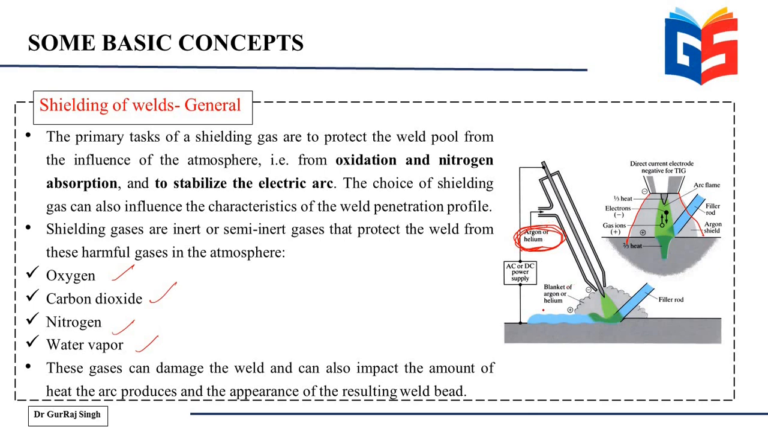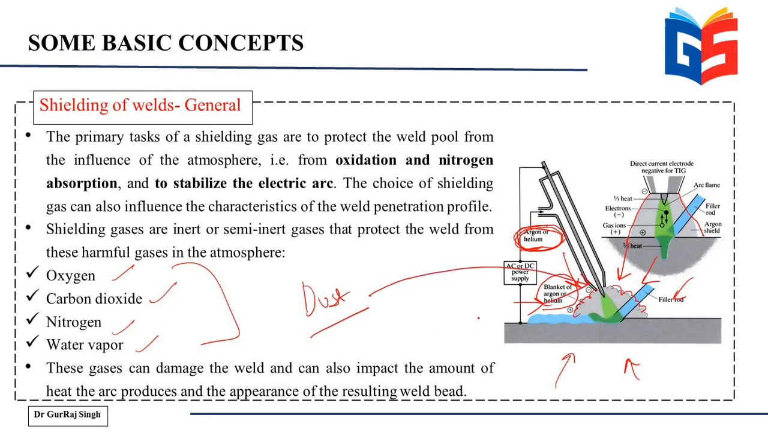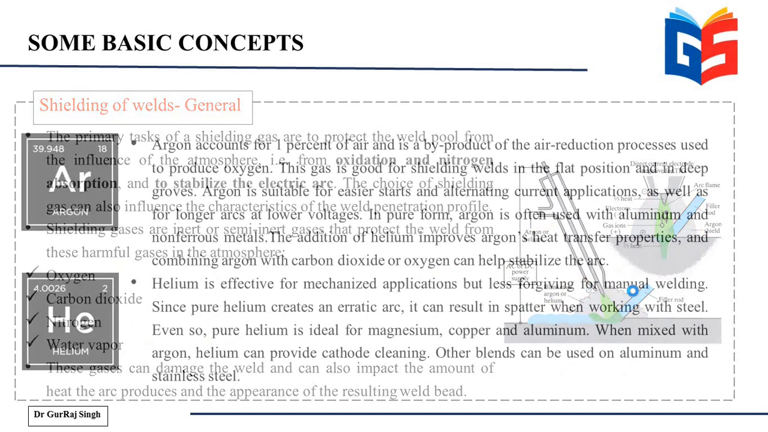Here you can again see that a blanket of argon or helium has been created around the weld pool, and this blanket is going to protect the weld pool from any atmospheric contamination of these gases or even the dust particles. So it's even going to prevent any dust particle from directly coming into contact with this weld pool, and hence it protects the weld pool, thus imparting it strength and preventing it from getting weakened.